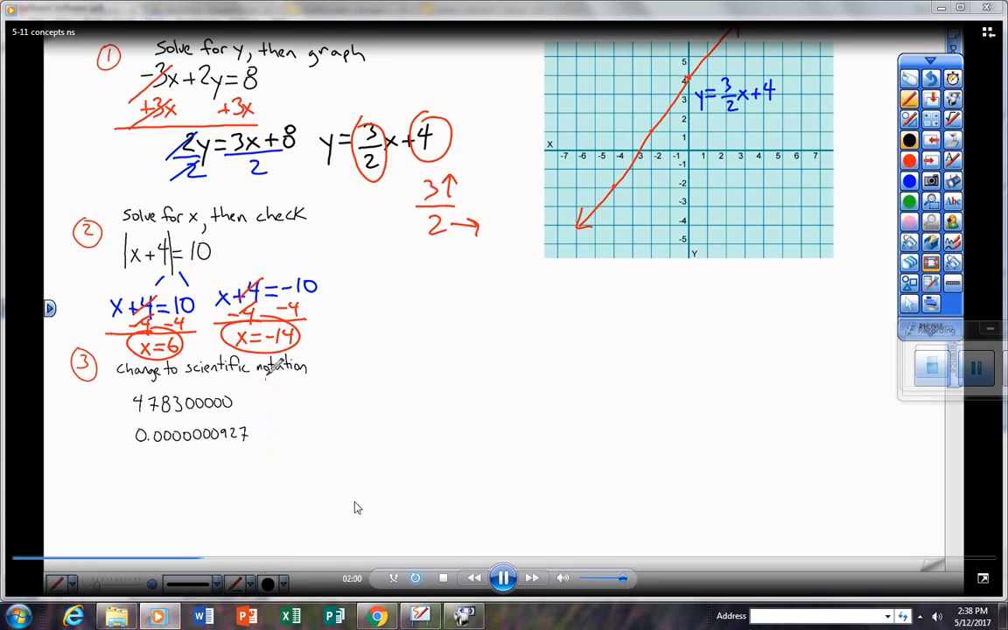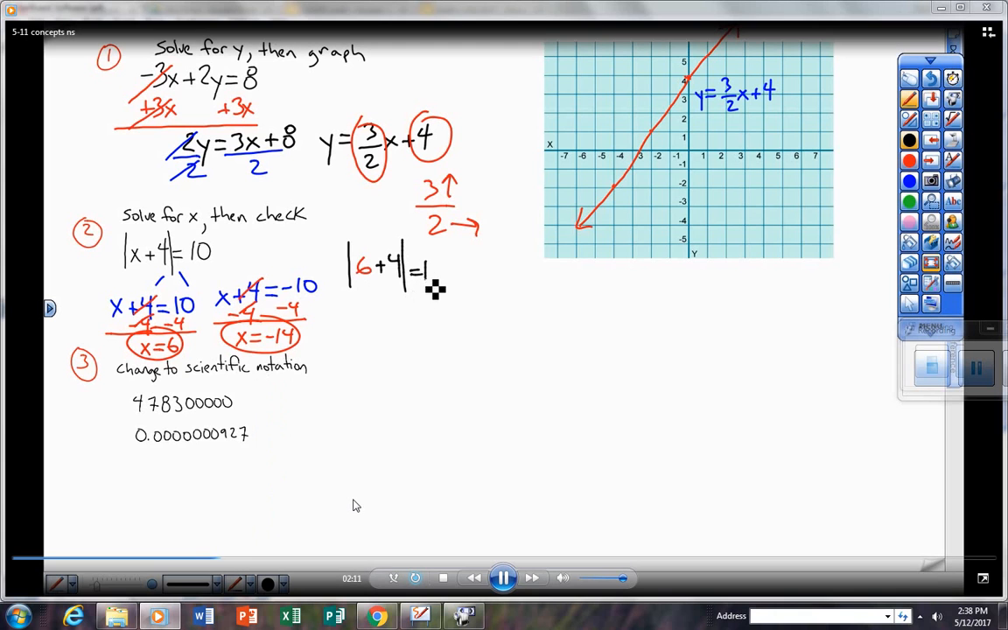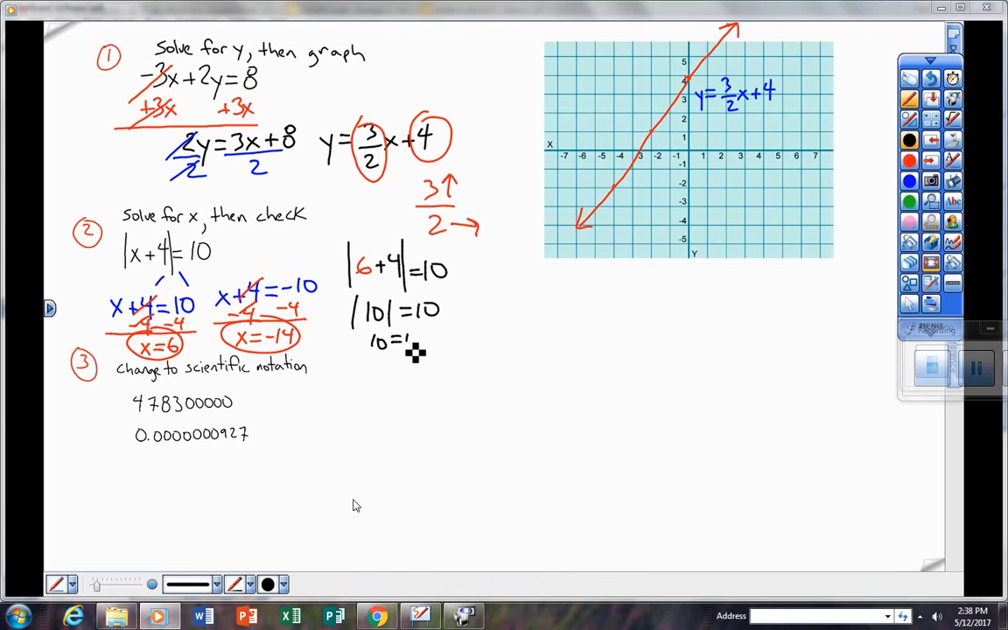And when I do my check, I'm going to take that 6, plug it in where that x used to be, and I have plus 4 still, absolute value equal 10. That gives me 10, which the absolute value of 10, which measures the distance from 0, is 10.